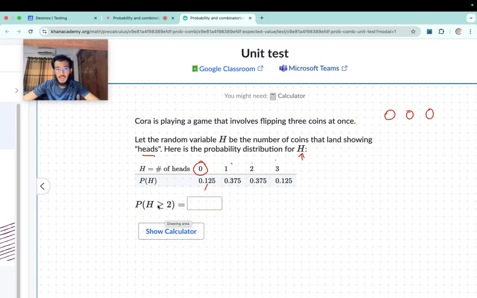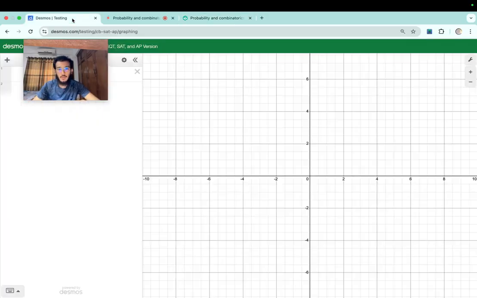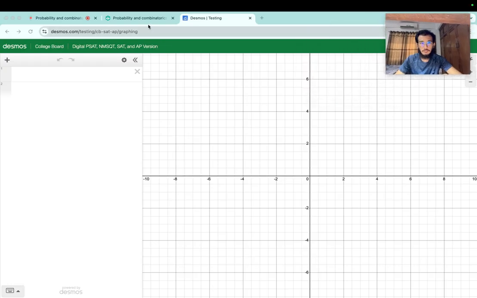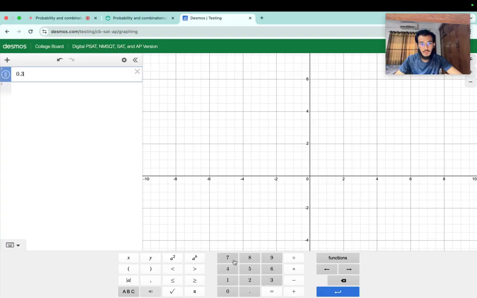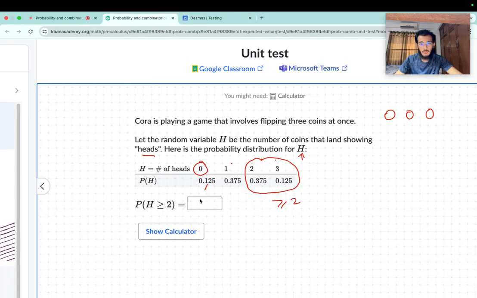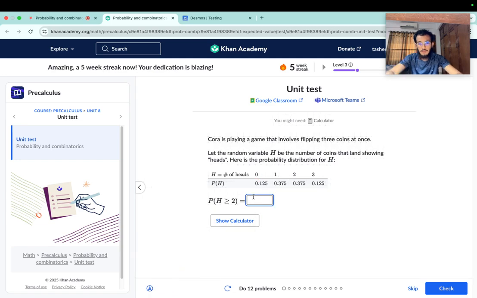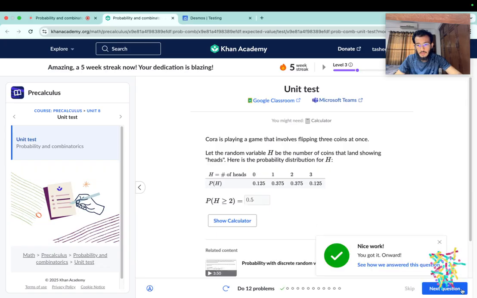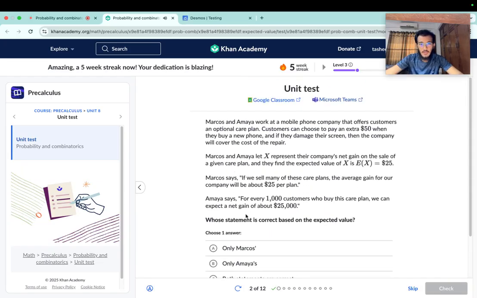Now we need to find the probability for heads on 2 or more, greater than or equal to 2. So that means it includes these two. Okay, so for the probability H is greater than or equal to 2, we simply add these two things. We have 0.375 and then we have 0.125. We add them, 0.5, so our answer should be 0.5. Yep. All right. Second question.